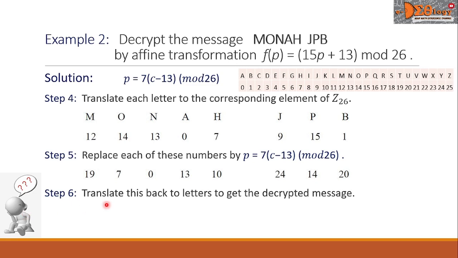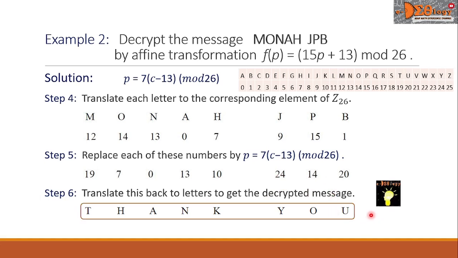Step 6, we translate this back to letters to get the decrypted message. So the letter corresponding to 19 is T. For 7 is H, 0 becomes A, 13 is N, 10 is K, 24 is Y, 14 is O, 20 is U. So the message is thank you. This is the final answer.